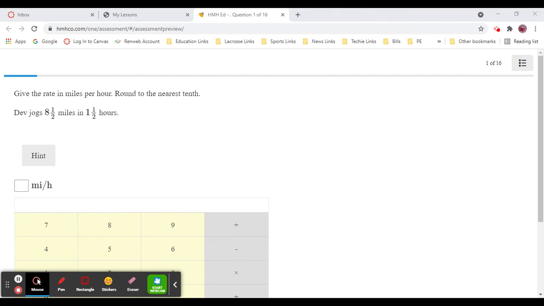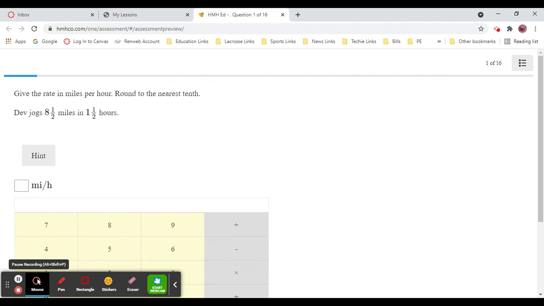If you're doing this, you may need a piece of notebook paper or some place to write on the side if you're unsure. Remember, when we're giving a rate in miles per hour, you're going to want to do some canceling out if need be. So Dev jogs 8.5 miles in 1.5 hours. And of course it says round to the nearest tenth.